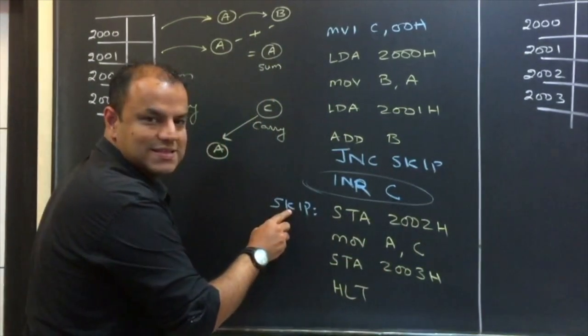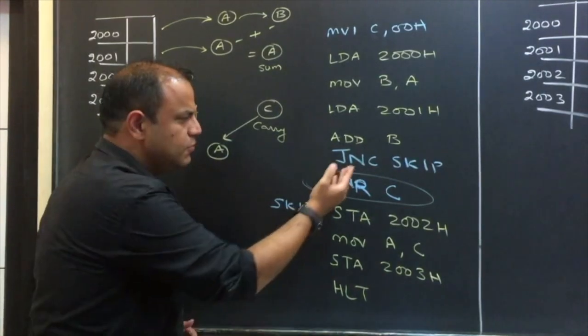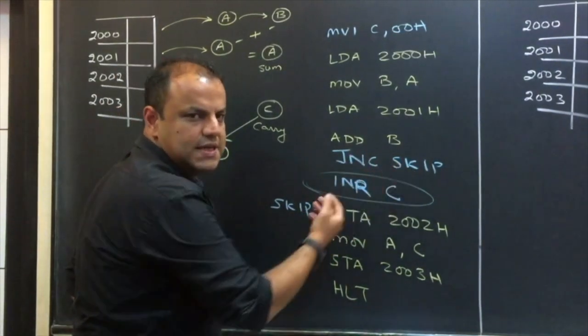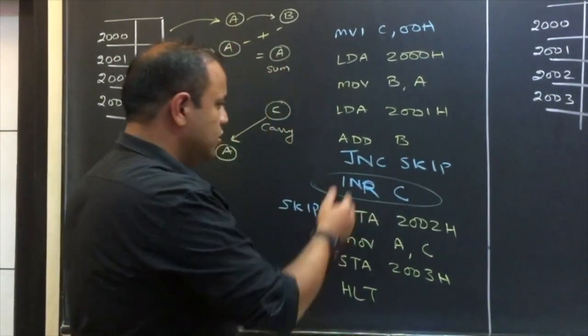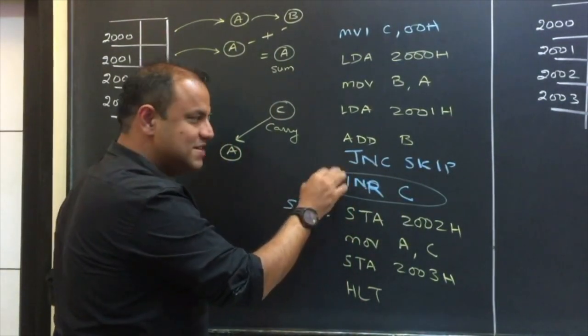What is this label? Skip. It's a label. You can give it any name you want to. Because I am skipping an instruction, I have given the name skip. You could have called it down, then you will be writing JNC down. That's just the name of a label, whatever you want to do. You're not skipping because I have written the name skip. You're skipping because of this instruction JNC. JNC stands for jump if no carry.